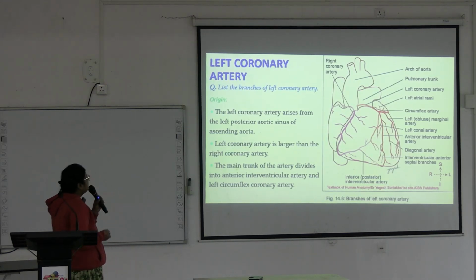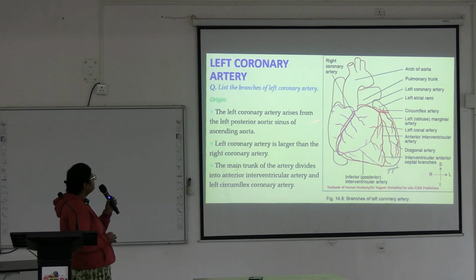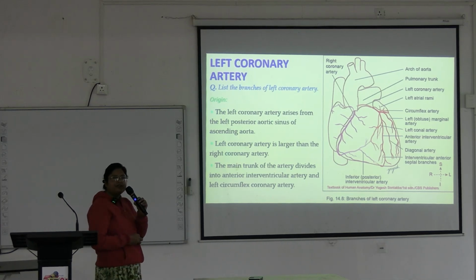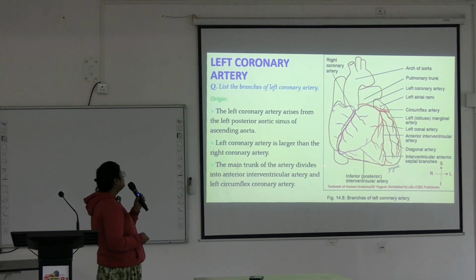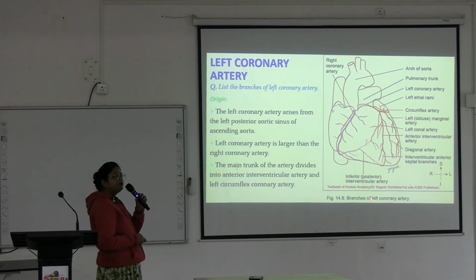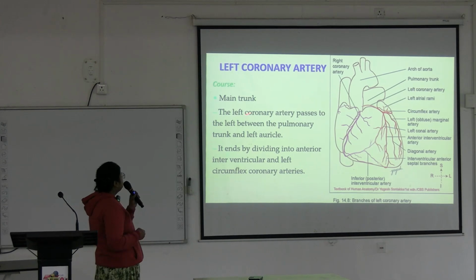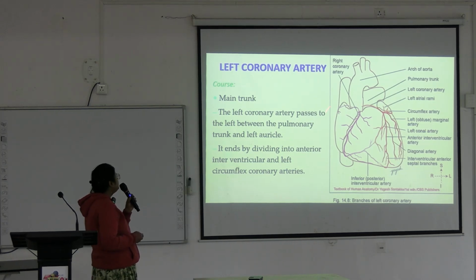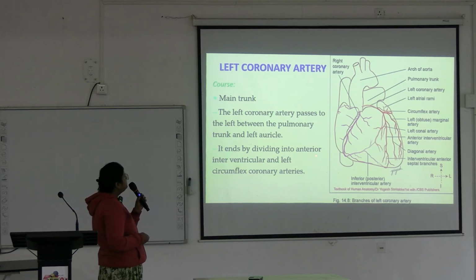The left coronary artery arises from the left posterior aortic sinus of the ascending aorta, and it is larger than the right coronary artery. The main trunk divides into the anterior interventricular artery and the left circumflex coronary artery. Next we discuss the course of the left coronary artery. The main trunk passes to the left between the pulmonary trunk and the left auricle, and ends by dividing into the anterior interventricular and left circumflex coronary arteries.